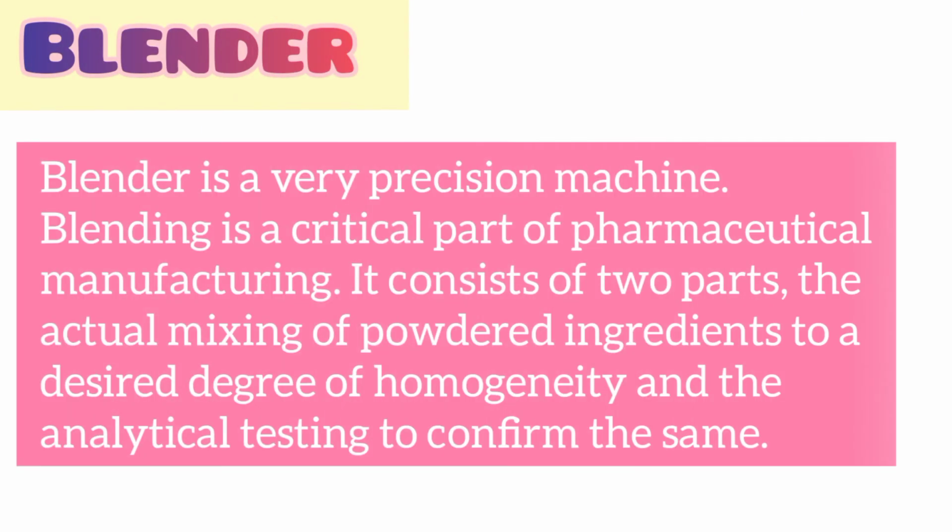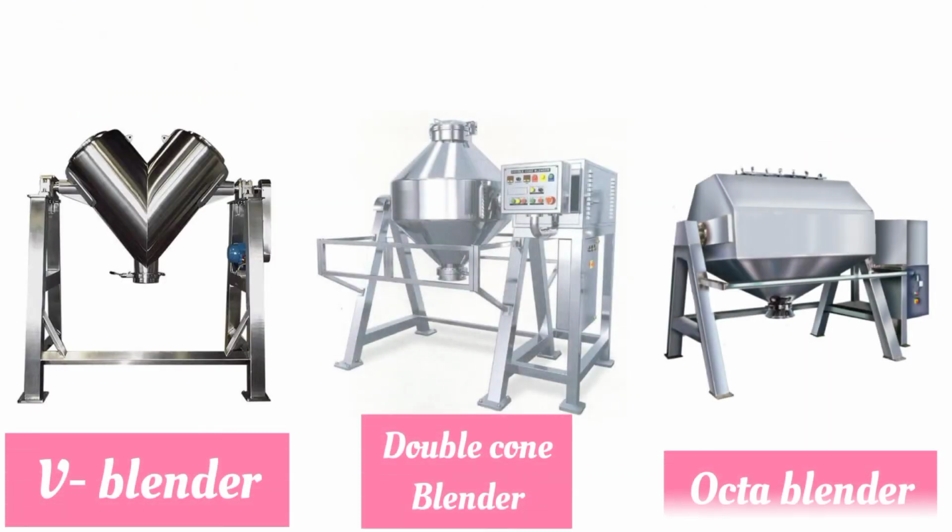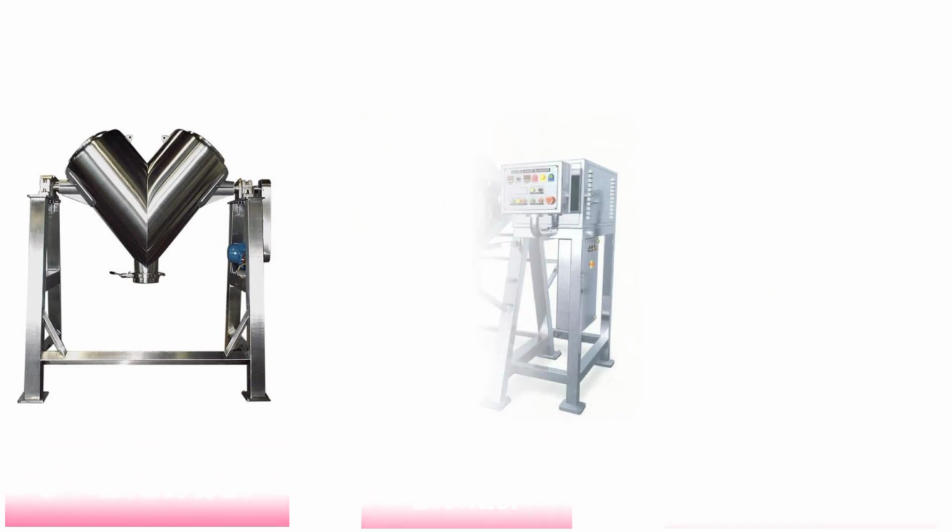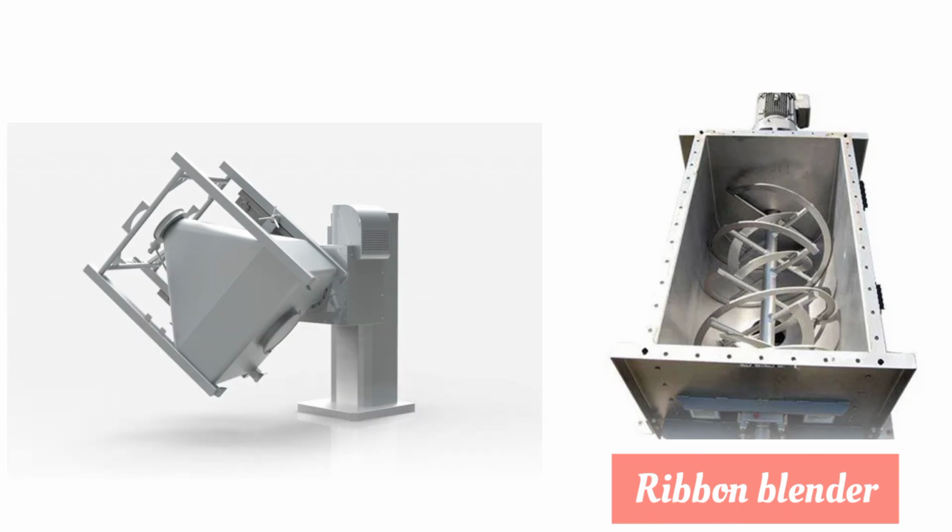For blending, we need blenders, which are very precision machines because they form a uniform powdered mixture, or else we won't get a quality tablet, because some tablets will get high API and some will get low API, and their effectiveness will vary. These are the different types of blenders that are used in the pharmaceutical industry: V blender, double cone blender, octagonal blender, ribbon blender and conta blender.